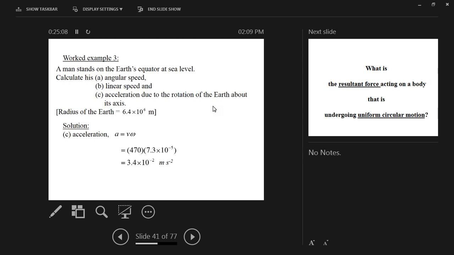Okay, so for any object that is going round in circular motion, you can find the acceleration by using one of the formulas that we just derived.